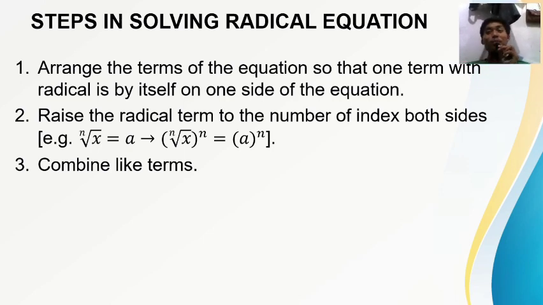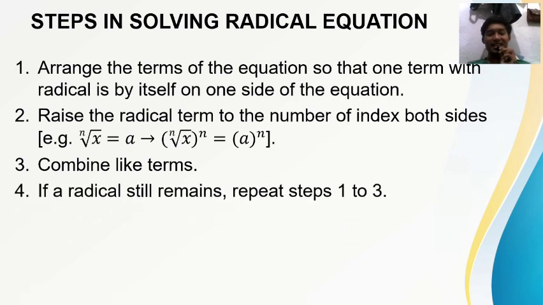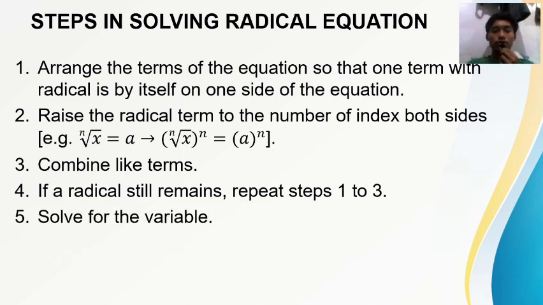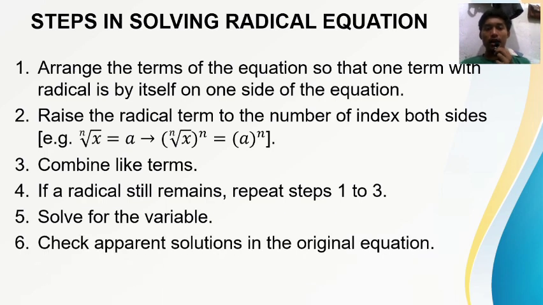Next, we have to combine like terms. After we combine, if a radical still remains, kahit ginawa niyo na ang lahat, ulitin lang ng ulitin. Next, we have to solve for the variable, and check apparent solutions in the original equation. Kasi meron tayong tinatawag na extraneous and the literal roots, yung talagang root niya.